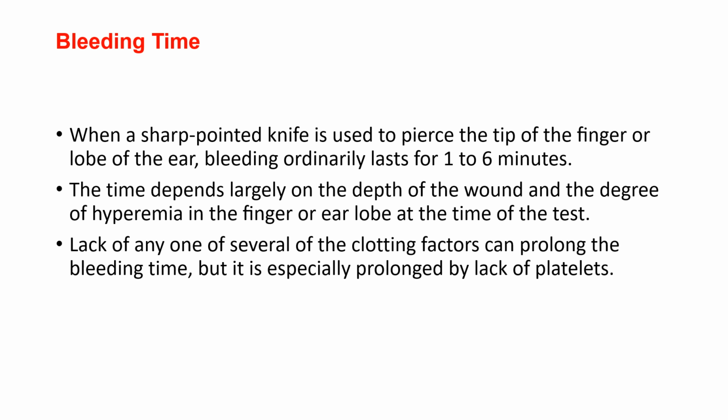Bleeding time. When a sharp-pointed knife is used to pierce the tip of the finger or lobe of the ear, bleeding ordinarily lasts for 1 to 6 minutes. The time depends largely on the depth of the wound and the degree of hyperemia in the finger or ear lobe at the time of the test. Lack of any one of several of the clotting factors can prolong the bleeding time, but it is especially prolonged by lack of platelets.